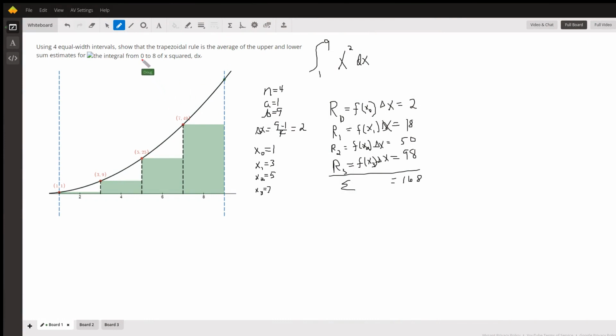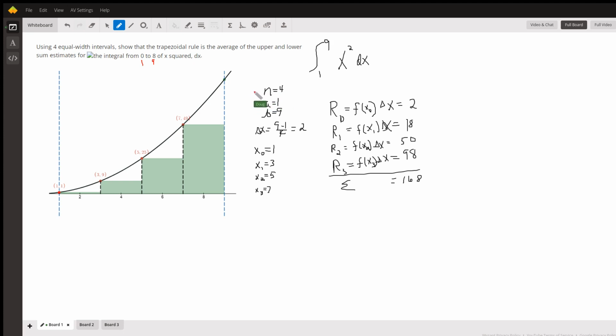Okay, I chose to do this problem from 1 to 9 instead of 0 to 8, so that we would actually have a rectangle when we use left-hand endpoints for this first rectangle, and also we'd actually have a trapezoid when we use the trapezoidal rule. So I'm going to go through the lower or left-hand and right-hand sums pretty quickly, but the number of rectangles or subintervals was supposed to be 4.